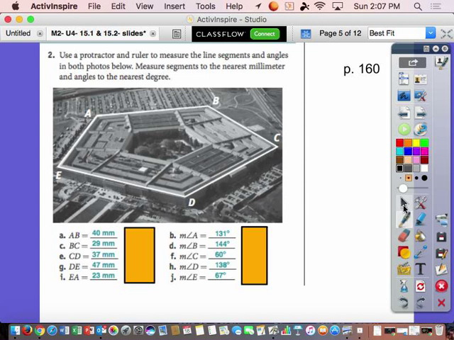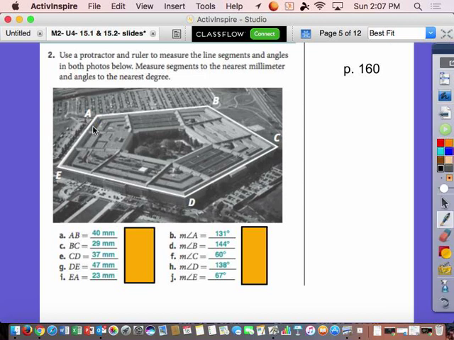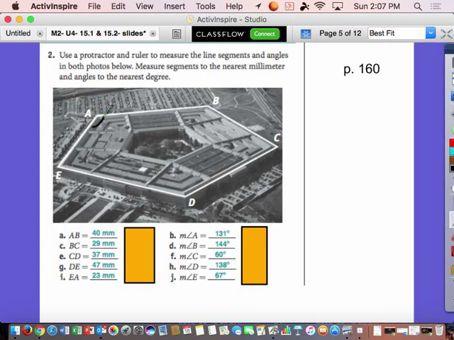So when I'm talking about angles, I'm talking about this, right? The measure of angle A is 131. The measure of angle B, 144. The measure of angle C is 60. The measure of angle D is 138. And the measure of angle E is 67. Hopefully you got all those filled in. If you haven't filled them in, fill them in right now and then come back.